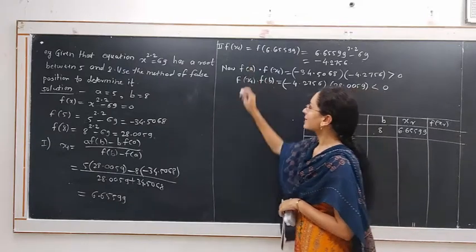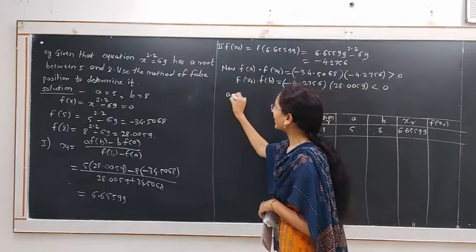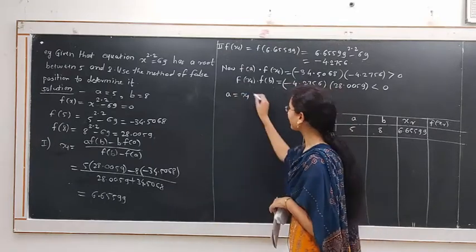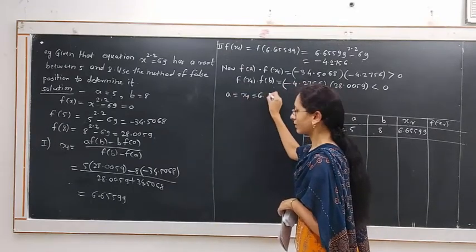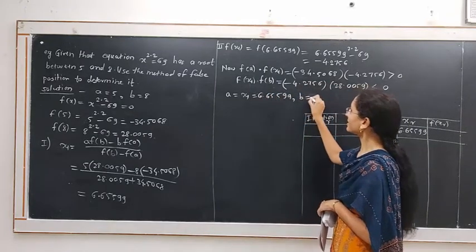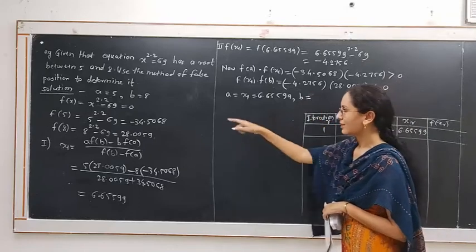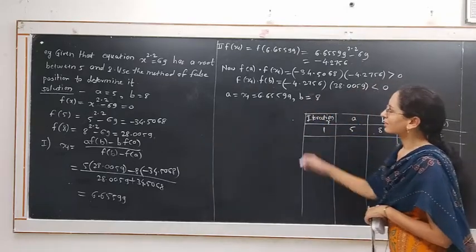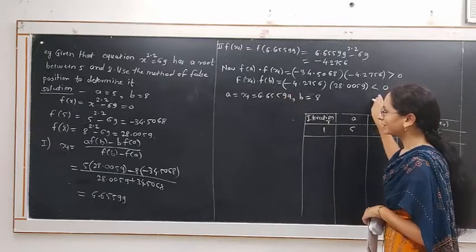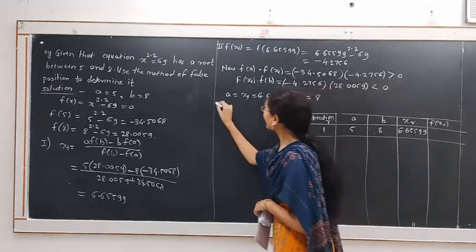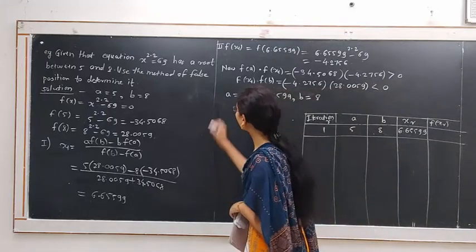So, in the second step, we choose the value of a equal to x1, which is given as 6.65599, and the value of b is the same. b is 8. Because f of x1 into f of b is negative, hence we have chosen these two values. Now we find x2 by using the regula falsi method.